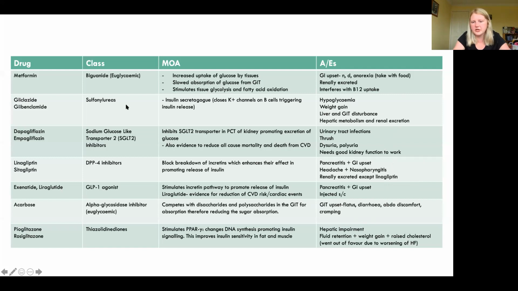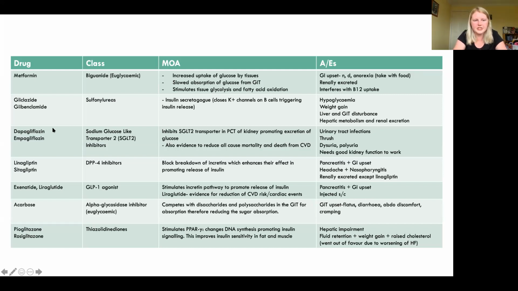Sulfonylureas used to be quite popular, but again, as I mentioned, they can cause hypoglycemia as well as weight gain, which makes them less preferable in a population who are likely to have a higher BMI. Again, depending on which drug, it does have varying degrees of hepatic and renal impacts, so that's something to consider as well.